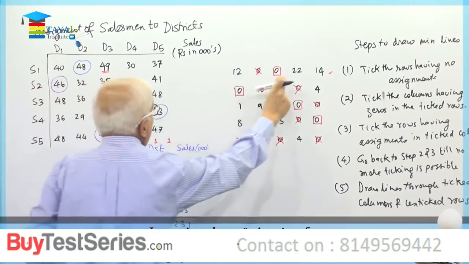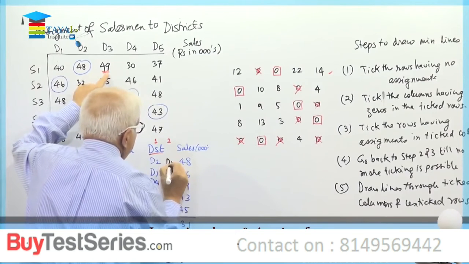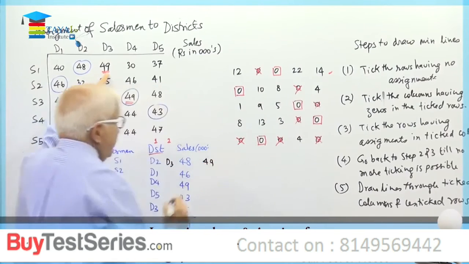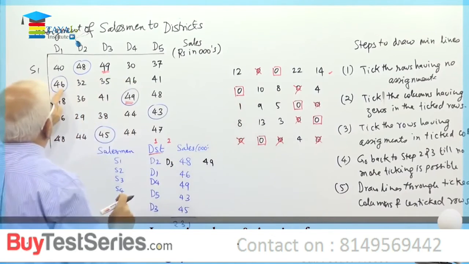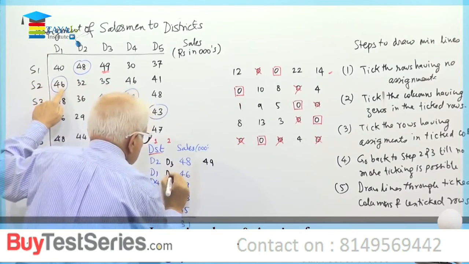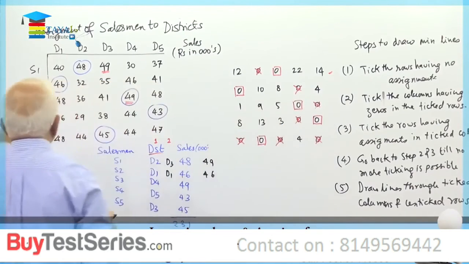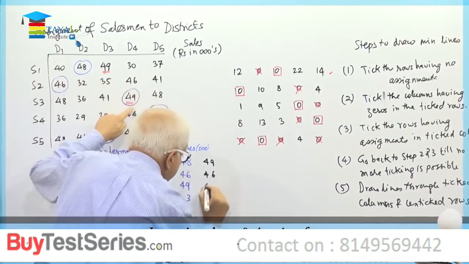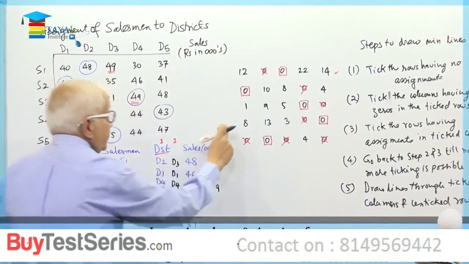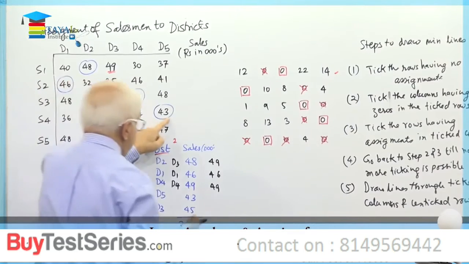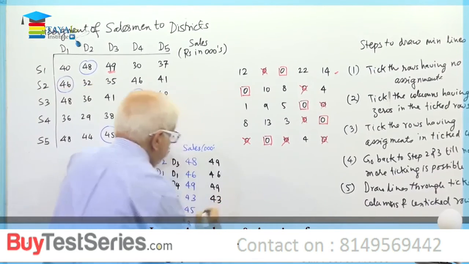Now see, S1 goes to D3. What are the resulting cells? 49. Okay. S2 goes to D1, 46. Then S3 goes to D4, 49. S4 goes to D5. What are the cells? 43.